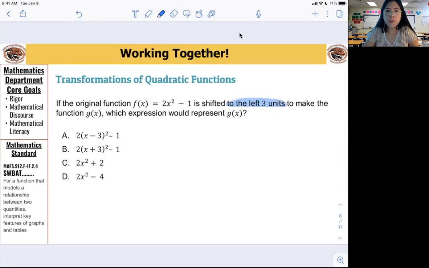So take a look at the answer choices. Let's do a quick poll and see how we're doing as of right now, and then we'll go over it. Go ahead. Take 30 seconds.